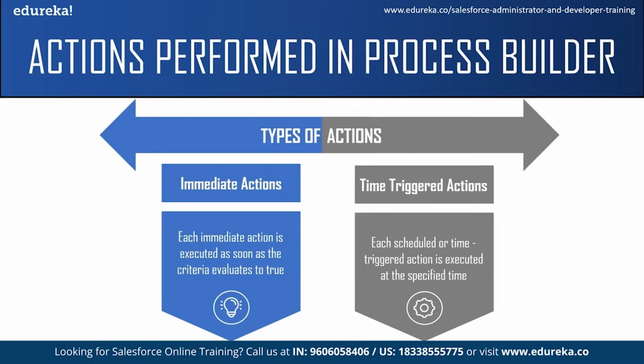And if the criteria is met, then it performs the automated actions. For example, you can automate a process which will send an email 30 minutes after an account is created. And then it will send the email to the recipient after 30 minutes itself. So these were the variation of actions based on the time they run in. Now let us see what are the automated actions that can be performed using Process Builder.